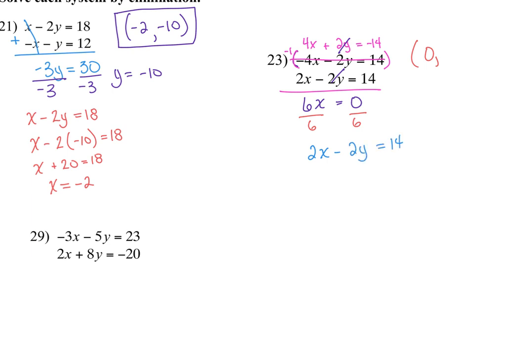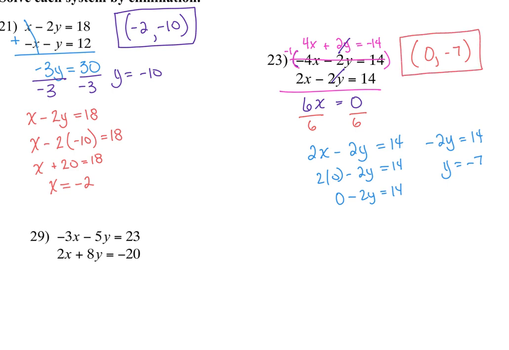This was 0 for x, so 2 times 0 minus 2 times y equals 14. I basically have 0 minus 2y equals 14, which is just negative 2y. Divide both sides, y equals negative 7. So my answer here is 0, negative 7.